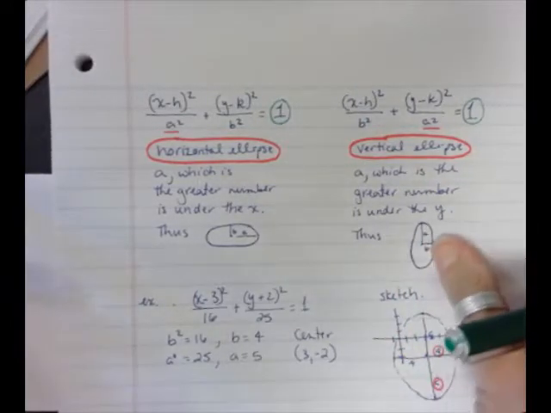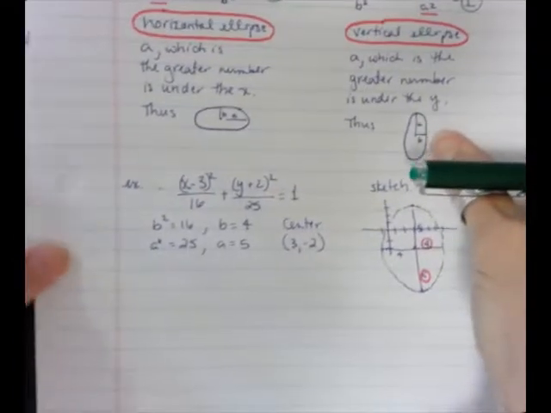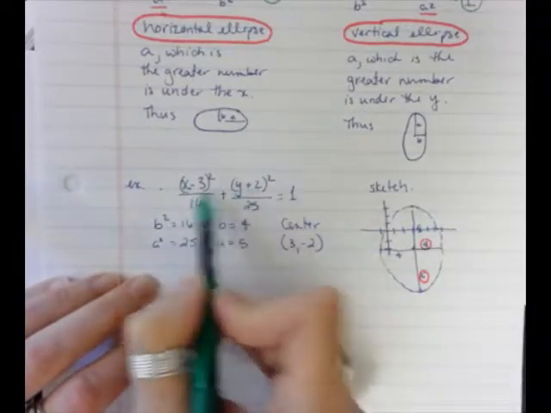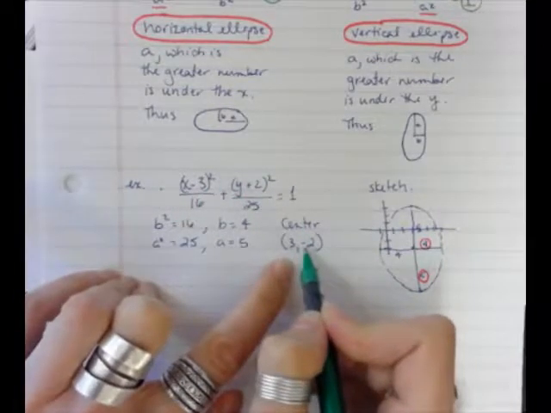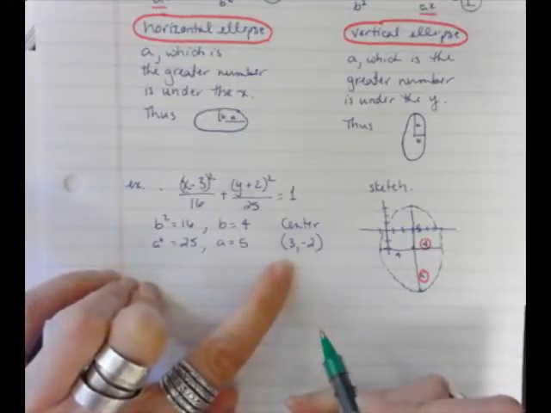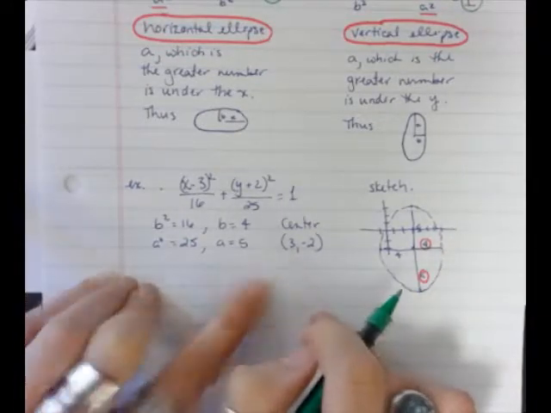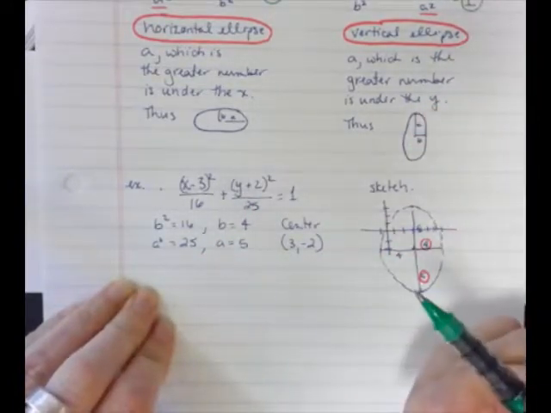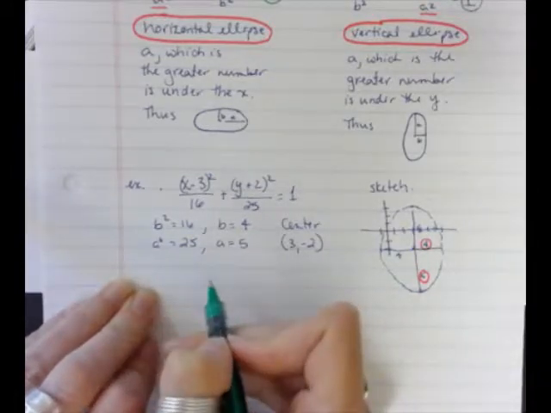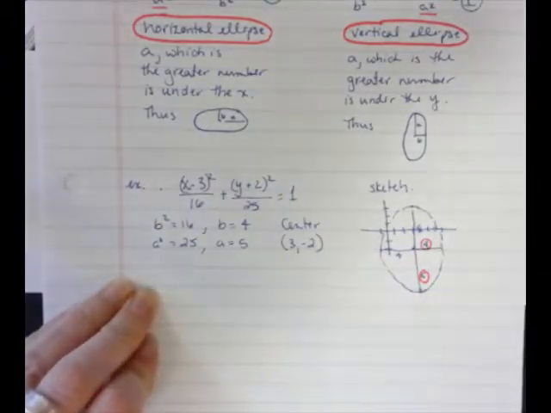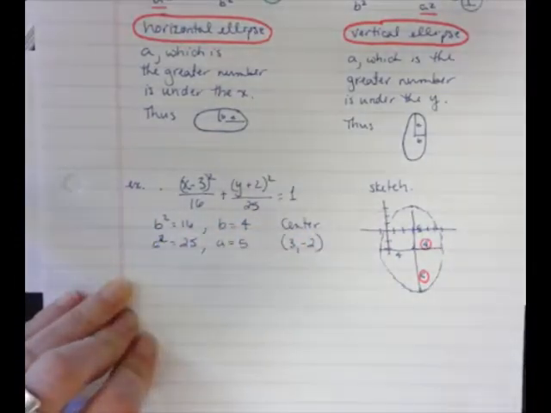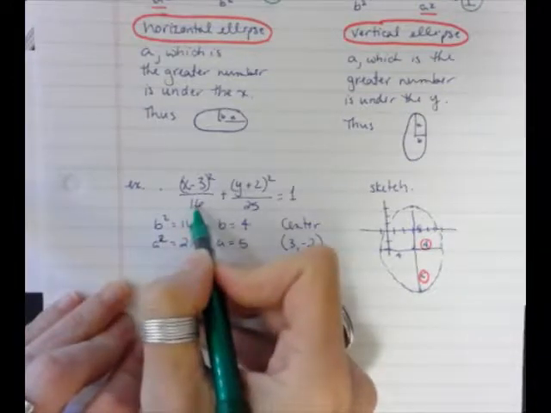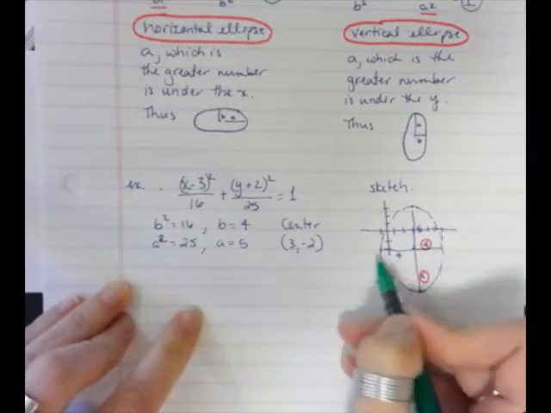So what does this look like? Well, if I was to take this equation, I have the center is 3, -2. So that's going to be our center, and I'm just going to sketch it here. The biggest number is under the y, so that means it's going to be a vertical ellipse. So a is going to be 5 because a squared is 25. And then the b is going to be 4 because the b is under the x. That means it's going to be the shorter distance away.